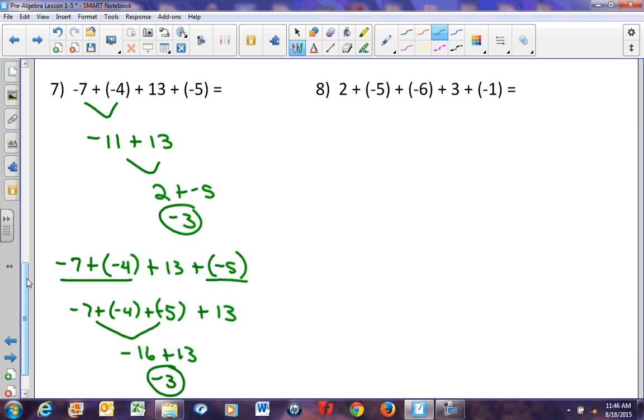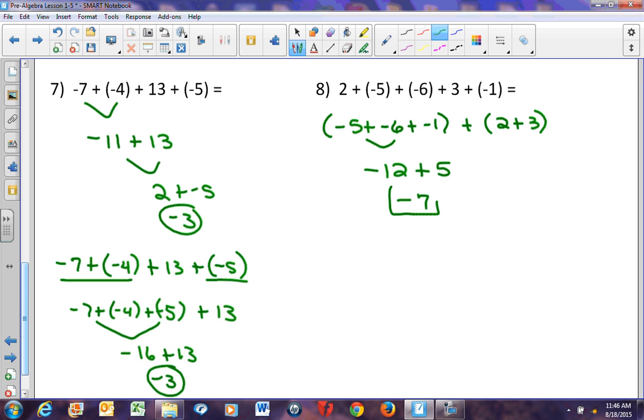Number 8 here, I'm going to combine all my negative numbers first. So I'm going to have negative 5 plus negative 6 plus negative 1, and I'm going to add to that 2 plus 3. All my negative numbers are grouped together, all my positive numbers are grouped together. Let's see. 5 plus 6 plus 1 is 12, so it's negative 12 plus 5. Negative 12 plus 5 is negative 7.